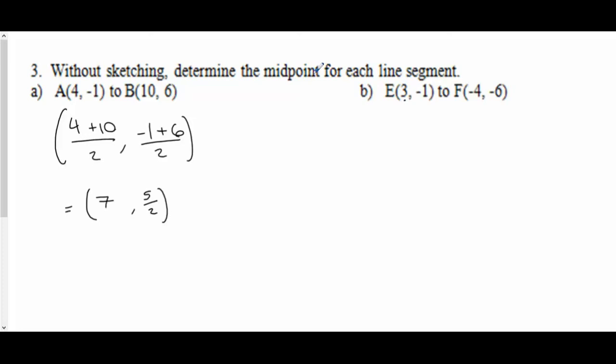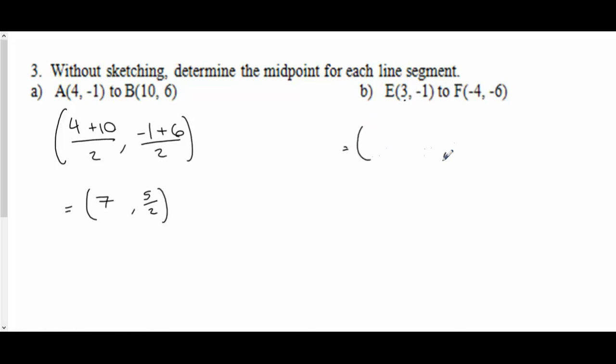All right, so here's our answer for 3A. You can see that I took the x-coordinates 4 and 10, found the average, 4 plus 10 divided by 2, which was 7. And for y, I took the average as well between -1 and 6. So -1 plus 6 divided by 2, which was 5/2, and I just left that as a fraction, which is totally fine.